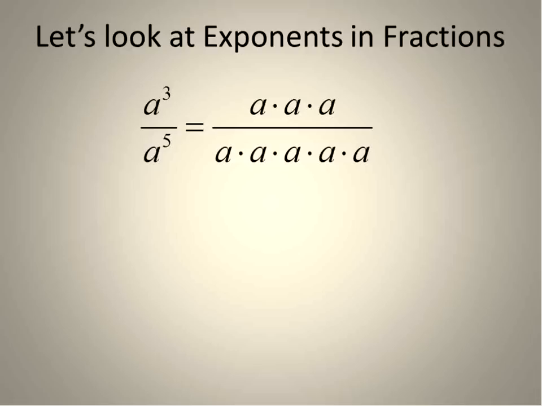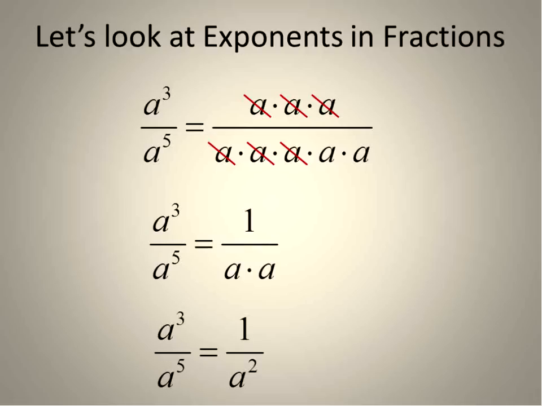So exponents in fractions would look like this: A to the power of 3 over A to the power of 5. That means we have 3 A's multiplied times each other on the top, 5 A's multiplied times themselves on the bottom. And we can cancel out anything that's exactly the same on the top as it is on the bottom. So we can cancel an A for an A at the bottom there. And we're left with 1 over A times A, or in other words, 1 over A squared. That's what we're left with.